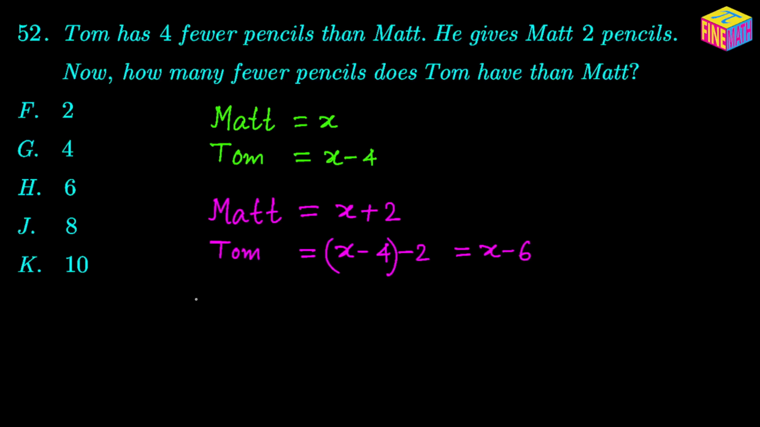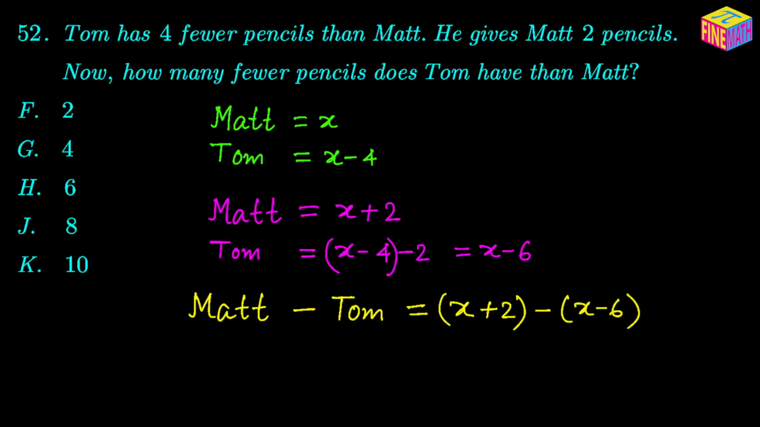So we can say, okay, Matt minus Tom. I'm just simply going to do the subtraction because Matt has more pencils, and then minus Tom. So that is Matt's pencils minus Tom's pencils, meaning the number of pencils that Matt has minus the number of pencils that Tom has. That will give us the difference. So this is actually equal to X plus 2 minus X minus 6. Think about it. X plus 2 is the number of pencils that Matt now has, and X minus 6 is the number of pencils that Tom now has. And if we want to see the difference, then this will be the difference.